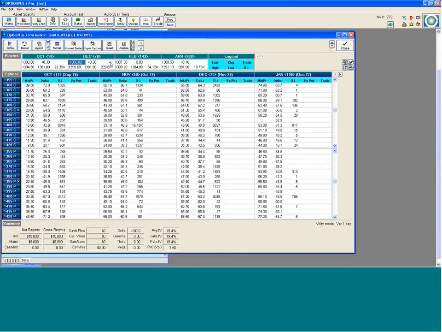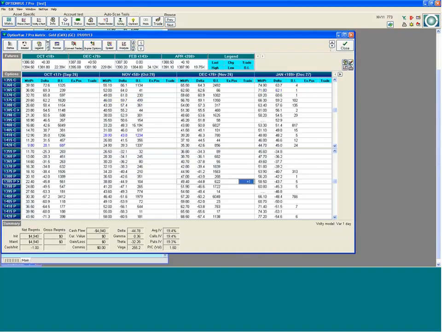Let's say that instead of that, you were to purchase a December at-the-money call or at-the-money put, since we're talking about being bearish. That would be purchasing a 1385 put in the month of December, which the December options expire on November 26th, in 78 days.